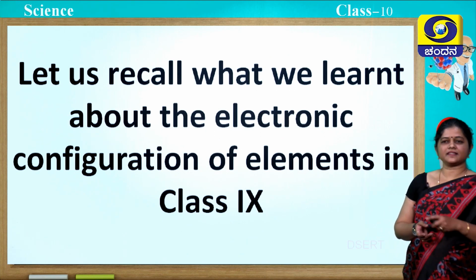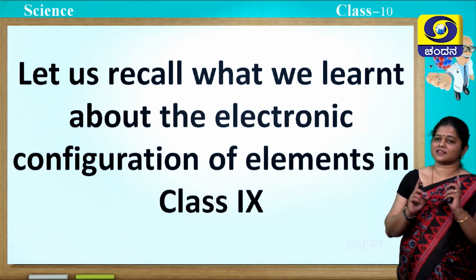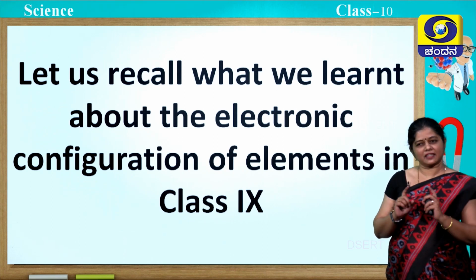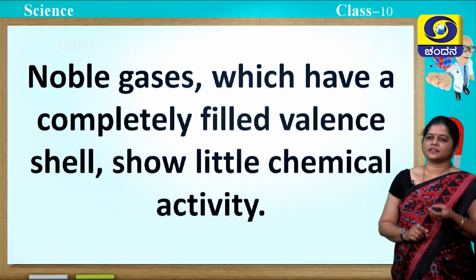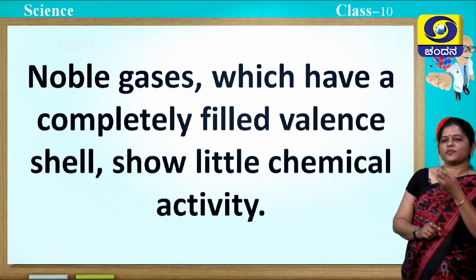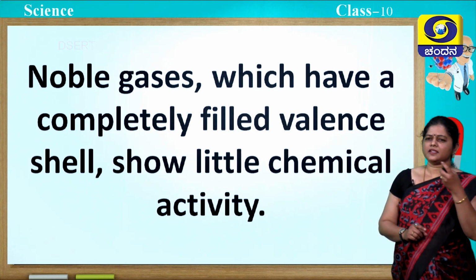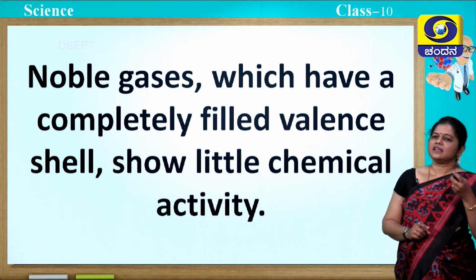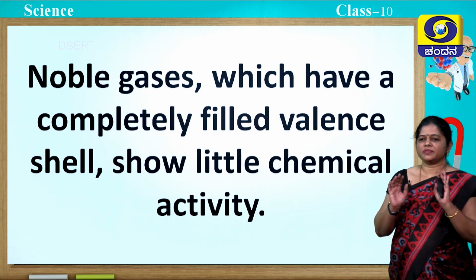Now let us recall what we learnt about the electronic configuration of elements in class 9. What do you remember out of that? You remember that noble gases show very little chemical activity. Why do they show very little chemical activity? Because they have a completely filled valence shell.